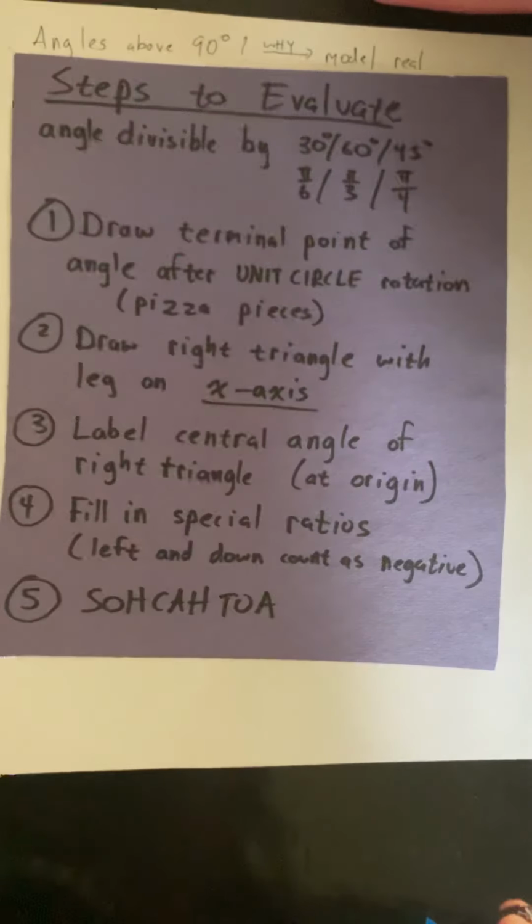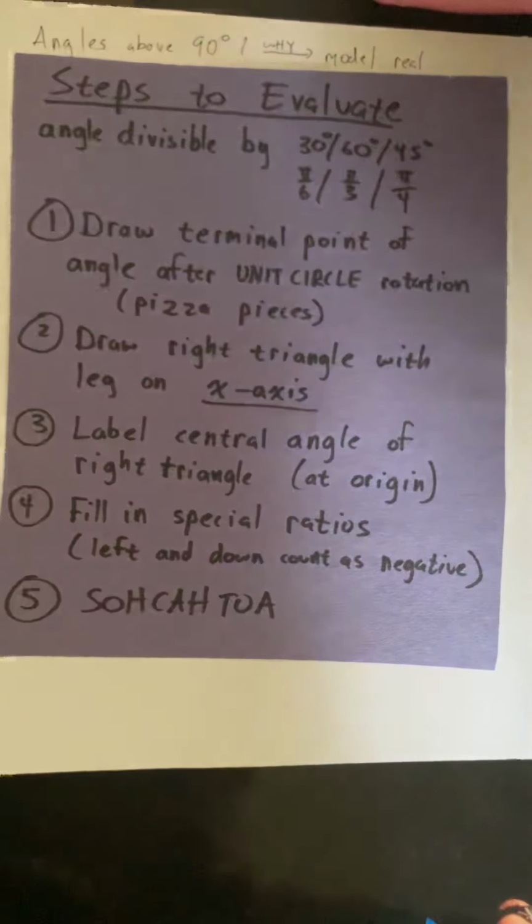If it has a denominator of 6, 3, or 4, it's divisible. Okay, so what's this process here? If we're going to exactly find the sine or cos value or even the tan value, we're not going to estimate it. Step 1, you need to do what we did and draw the terminal point of the angle.